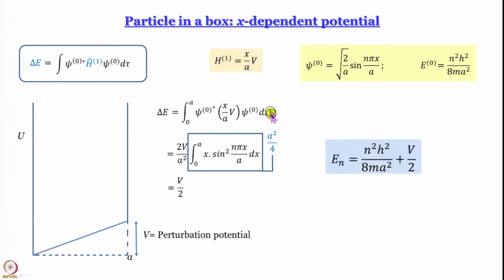So, we put this into the expression of delta E, we use the wave functions of the unperturbed system, and we got this kind of expression that delta E is V by 2. So, energy of the nth state is given by the energy of the unperturbed state, this one, plus V by 2, it is as simple as that. So, all energy levels are just offset upward by V by 2, that is all, nothing else.